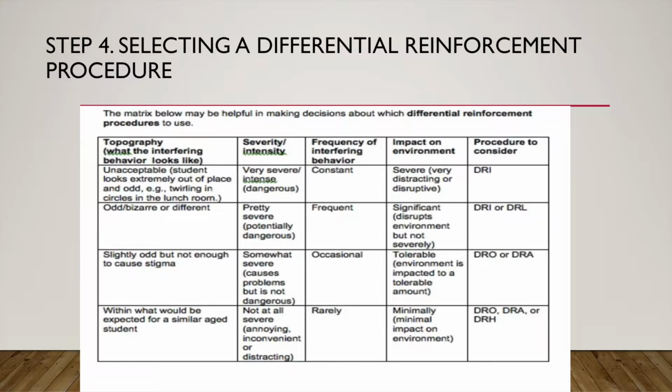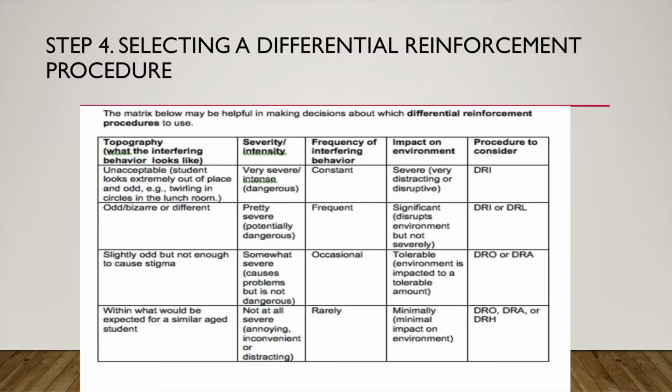So the fourth step comes to selecting a differential reinforcement procedure. There is a matrix which may be helpful in making decisions about which procedures to use. You can see that there are still the same 4 important criteria that we have to look into: the topography, the severity, the frequency of the interfering behavior, the impact of the environment, as well as what procedures to be considered.